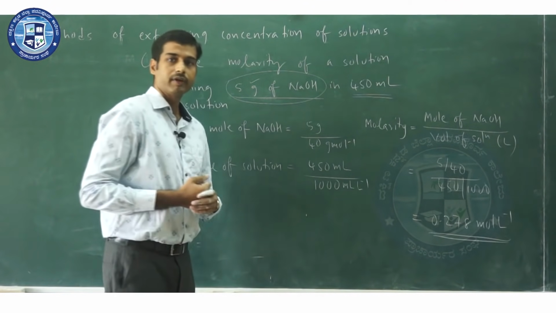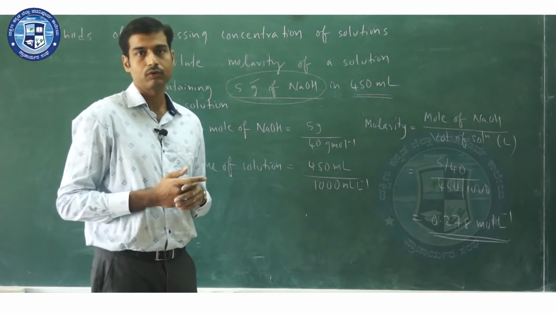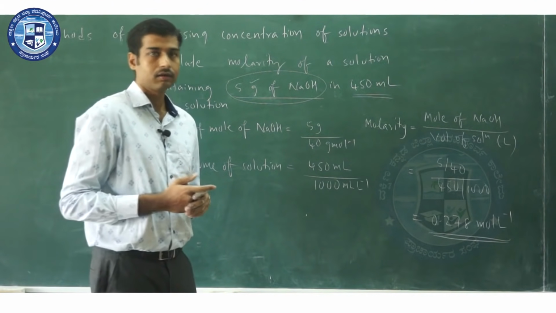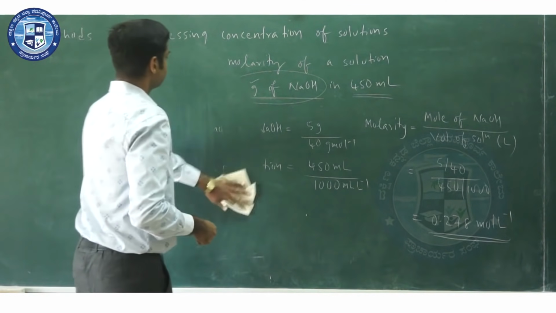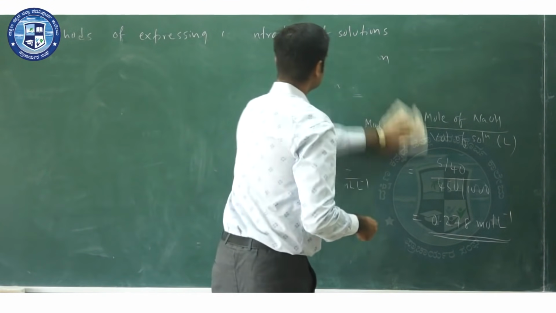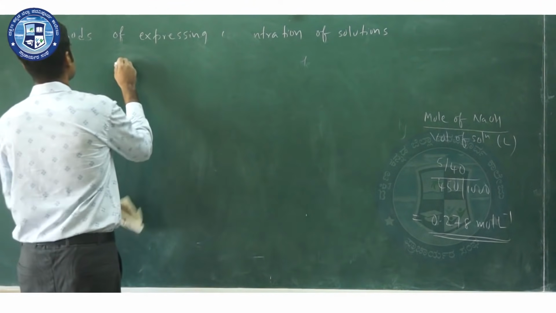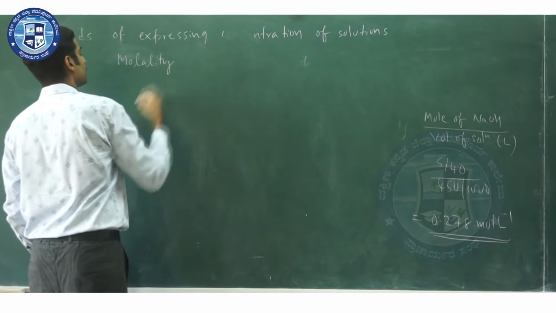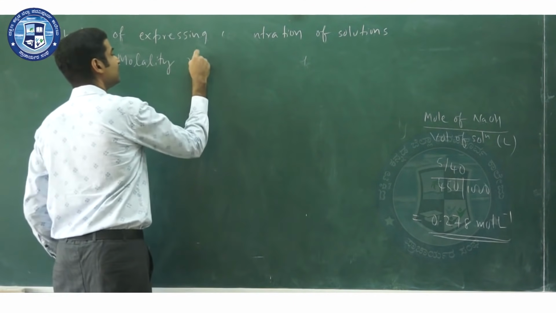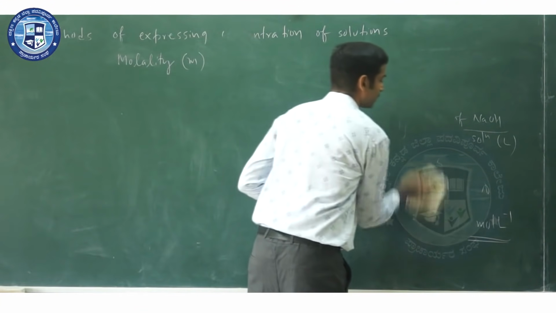With this, we will move on to the next method of expressing concentration. Molarity we have gone through, mole fraction is done. The next one will be molality. Molality, lowercase m, is the symbol that is made use of.